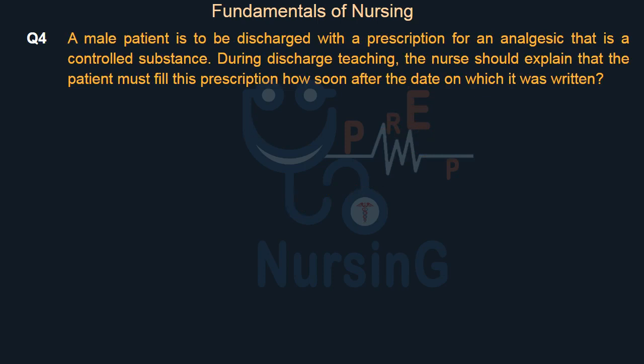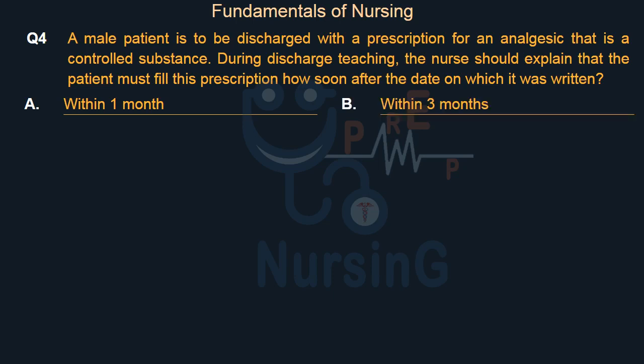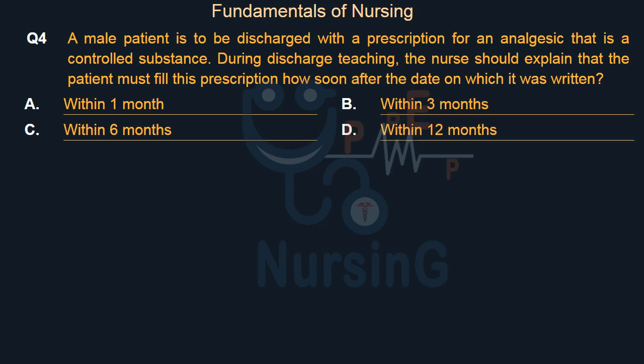A male patient is to be discharged with a prescription for an analgesic that is a controlled substance. During discharge teaching, the nurse should explain that the patient must fill this prescription how soon after the date on which it was written. Option A, within 1 month. Option B, within 3 months. Option C, within 6 months. Option D, within 12 months.